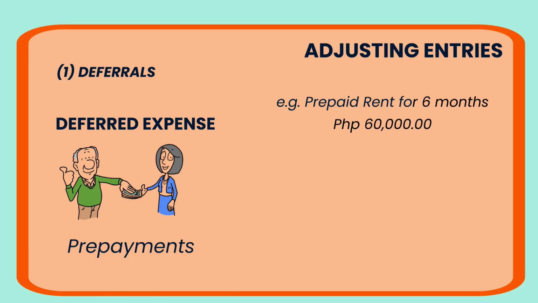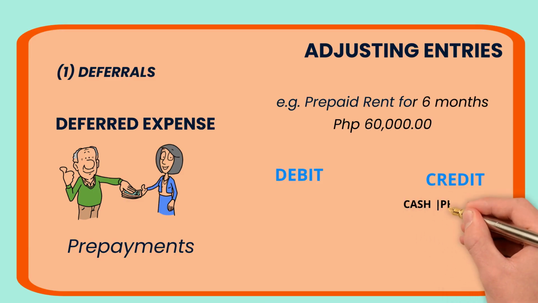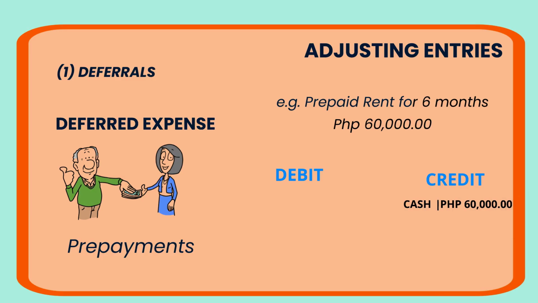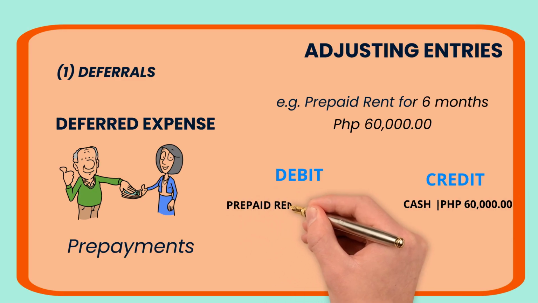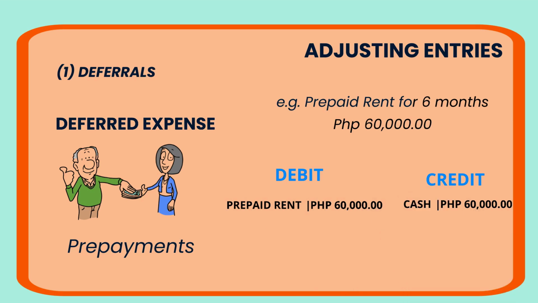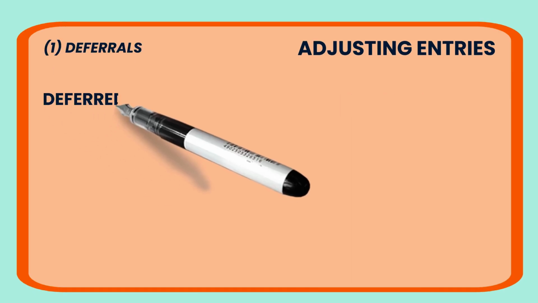Sa journal, you are parting away with cash kaya nasa credit side siya. And you are going to debit an account called prepaid rent. As we have mentioned, prepaid rent is an asset and not an expense. Over time, you recognize part of that rent as an actual expense, but we will talk about that in the next video. Let's go to deferred revenue.